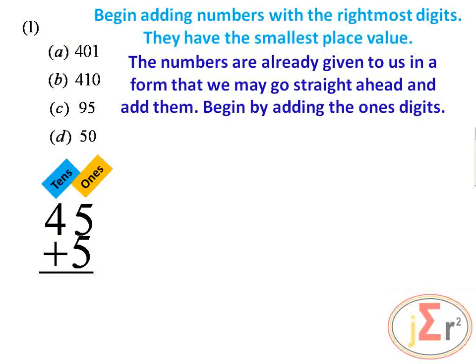Begin by adding the ones digits. So we will add 5 plus 5, and what is that equal to? 10. Right, 5 and 5, that's equal to 10. And we may write the 10 down like this: 1, 0. So we may put the 0 here and put the 1 right there. That would not be incorrect. As a matter of fact, it would be correct, because the 0 will go in the ones place and the 1 will go in the tens column.